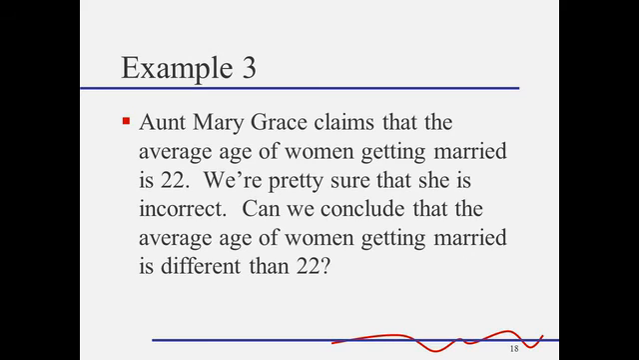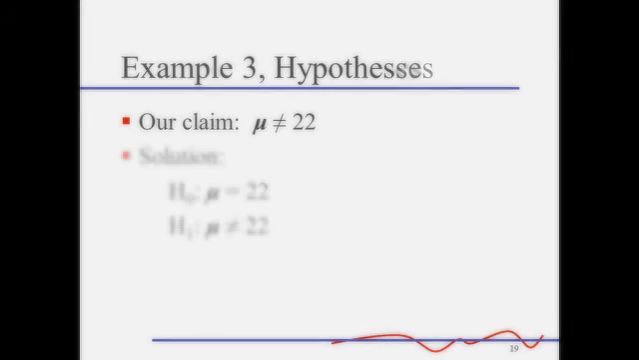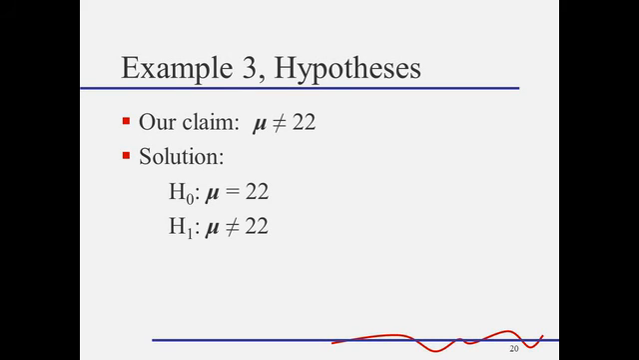This time, we're talking about a mean and average. Our population parameter is mu, not p. Aunt Mary Grace says that mu is equal to 22, but I say that mu is not equal to 22. So our hypotheses would be that H1, the alternative hypothesis, is mu not equal to 22, and the null hypothesis is that mu is equal to 22.